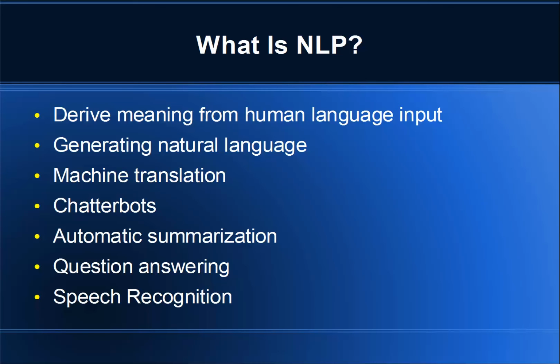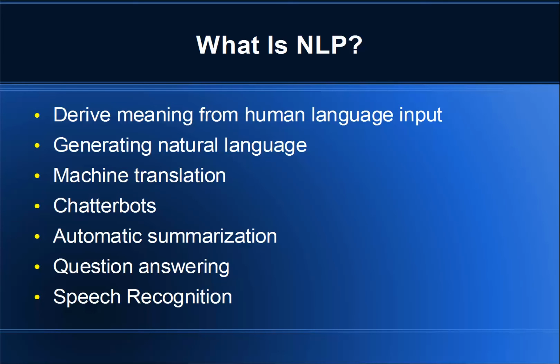Some specific tasks that are commonly associated with natural language processing include machine translation, such as Google Translate and other online services that allow you to enter text in one language and translate it to another. Chatterbots, such as the original Eliza, which faked being a psychiatrist. Jabberwocky is a current common one.